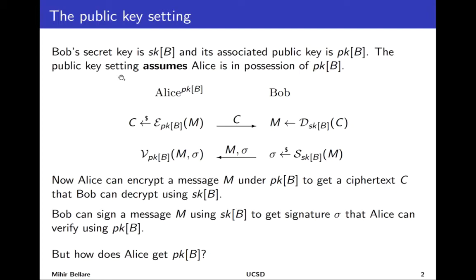So first, let's recall what we want in terms of this distribution. So assume we've got some public key system, some RSA-based one or discrete log. And in this, Bob has a certain secret key and associated public key, which he's generated according to some prescribed method. The way we looked at and studied public key cryptography is we assumed that Alice is in possession of Bob's public key. Once she's done that, we showed how both encryption and signatures can be realized.